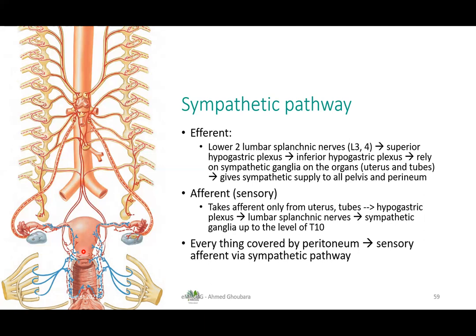Okay, so this is different from lumbar 3 and lumbar 4. Lumbar 3 and lumbar 4 lateral horn cells are the roots of the sympathetic efferent to the pelvis, from the lumbar splanchnic nerve. Okay, this one and that one.